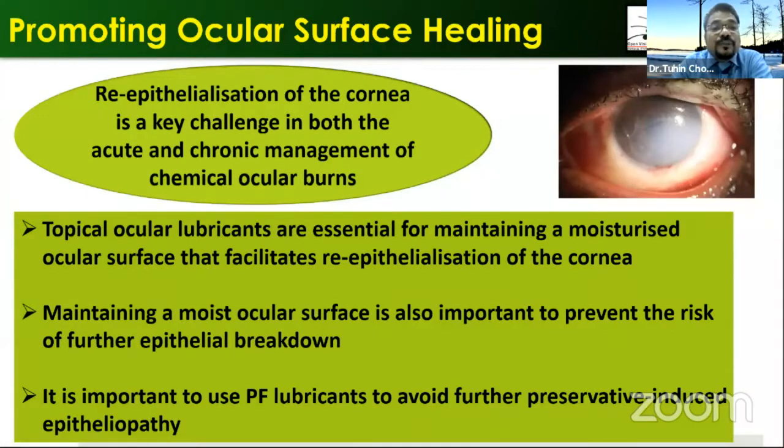So we have to promote this ocular surface healing. We have to epithelialize the cornea, which is a challenge in both acute and chronic cases. Topical ocular lubricants are essential for maintaining a moisturized ocular surface that facilitates the epithelialization of the cornea, and that way it maintains a moist ocular surface, which is also important to prevent the risk of further epithelial breakdown. It is important to use preservative-free lubricants to avoid preservative-induced epitheliopathy.